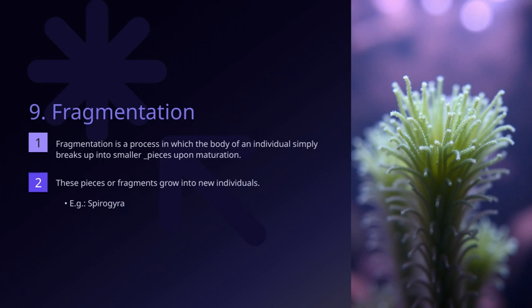It's important to note that this process happens upon maturation, meaning once the organism is fully developed, it can produce these fragments. This method is seen in various organisms, like certain types of worms, starfish, and even some plants. It highlights how diverse reproductive strategies can be, especially in the context of asexual reproduction. Fragmentation allows these organisms to quickly increase their numbers without the need for sexual reproduction, which can be advantageous in stable environments. So, overall, fragmentation is a simple yet effective way for some species to reproduce and survive.